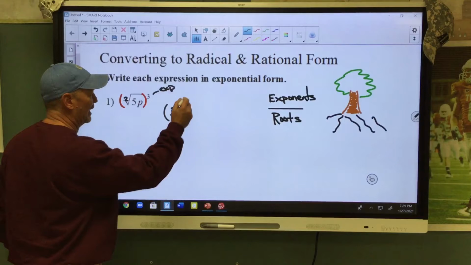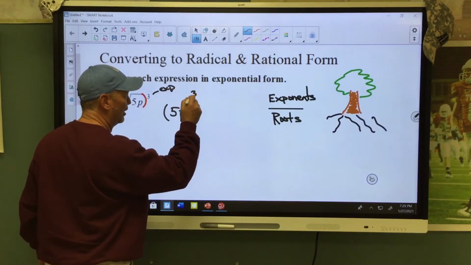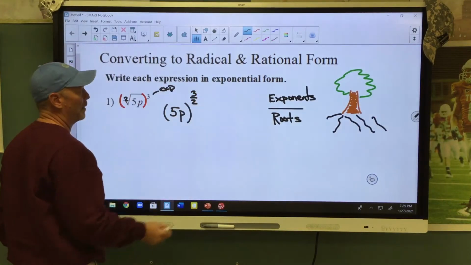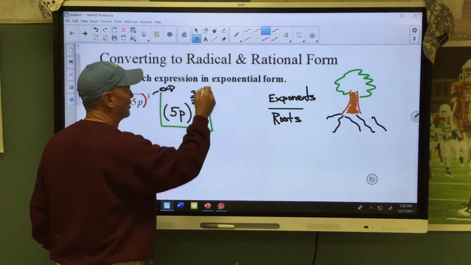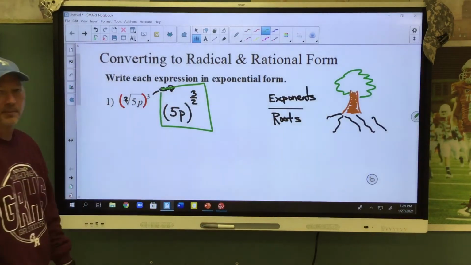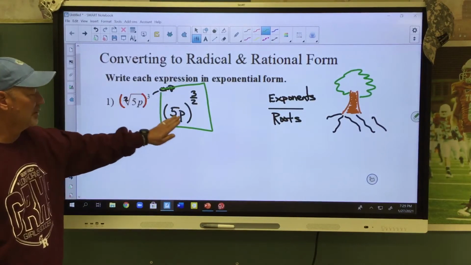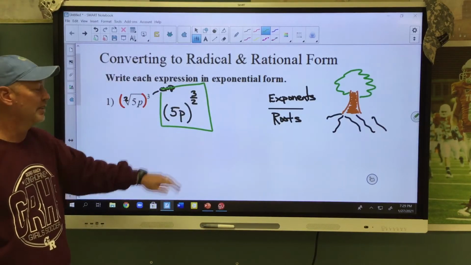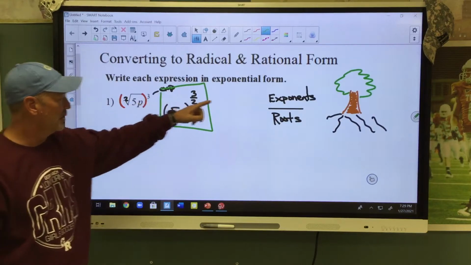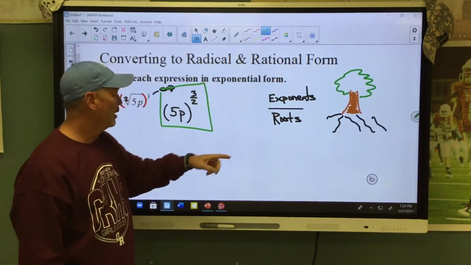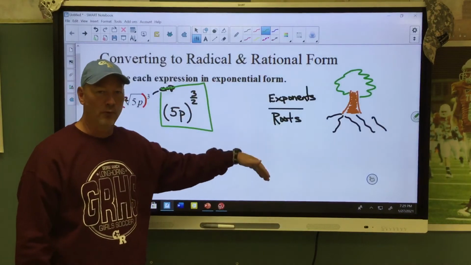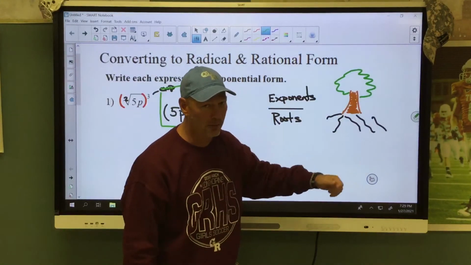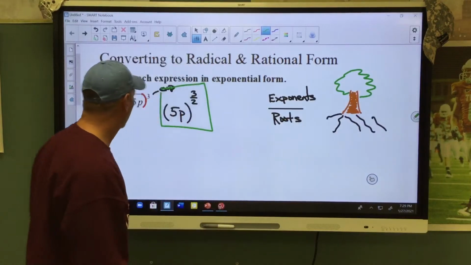So we're going to write this as 3 to the second power. And this will be my answer. If it's in parentheses, it stays in parentheses. Then you take your exponent will be the numerator, your root will be the denominator. Exponents over roots, roots are at the bottom of the tree. It works, okay? Let's try another one.